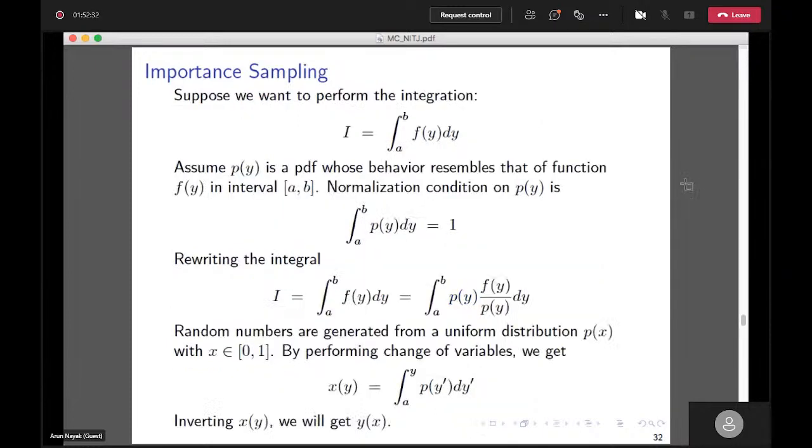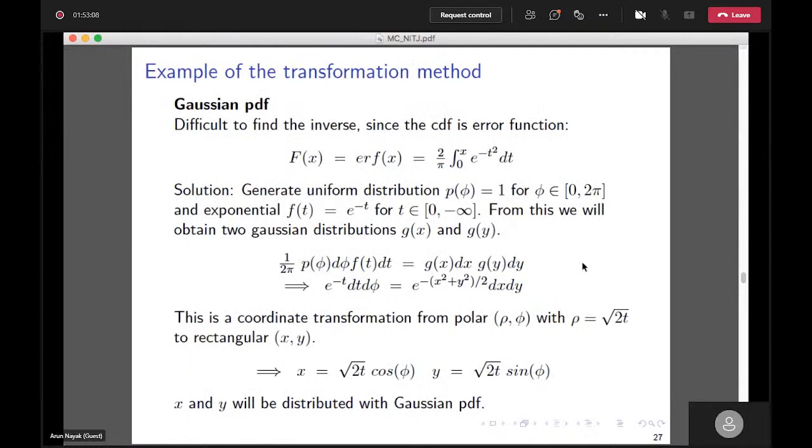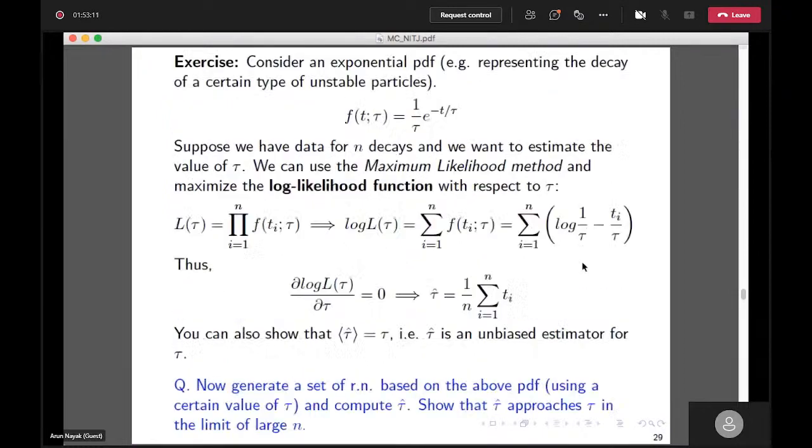You remember previously we did the same thing here, right? So here p of x is 1. So this is a conservation of probability. We go from one variable to another variable: one is distributed from uniform distribution, another is distributed with your desired PDF. So we are transforming one variable to another variable. In this way, we can write f of y over p of y times p of y dy as dx, because p of x is 1. Is it clear? Yes, sir.